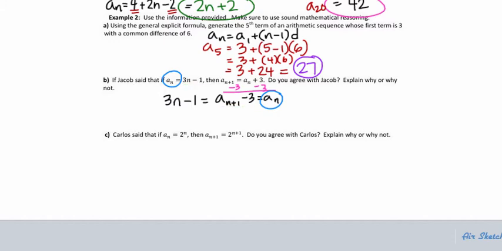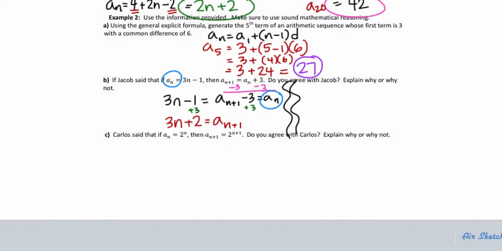Now let's try and manipulate this to get a sub n plus 1 by itself on one side of the equal sign. What I'm going to do now is add 3 to both sides. And what we get is 3n plus 2 is equal to a sub n plus 1. So that is part 1 of this explanation.